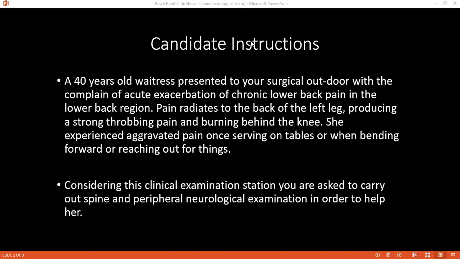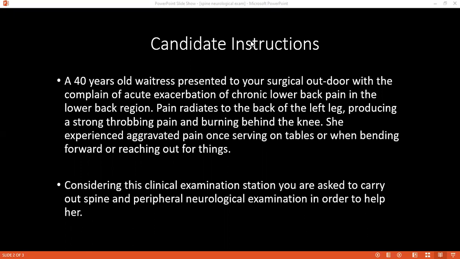Very good. So what are the differential diagnoses that you will consider? My first differential should be prolapsed intervertebral disc at L4, L5. Lumbar canal stenosis at L4, L5. It can be due to diabetic neuropathy. It can be due to vitamin B12 deficiency. All right, we'll discuss later.